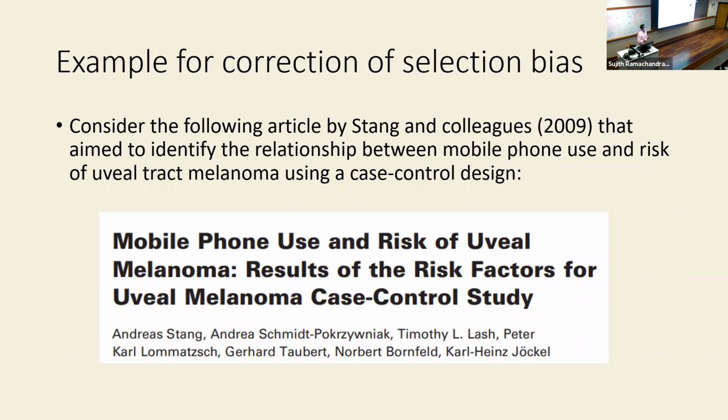So to talk about how to correct for selection bias, let us walk through this example. This is a study from Stang 2009. Stang and colleagues originally, and this original study was published in 2001. They did a follow-up in 2006. This was a study aimed to identify the relationship between mobile phone use and risk of uveal tract melanoma.